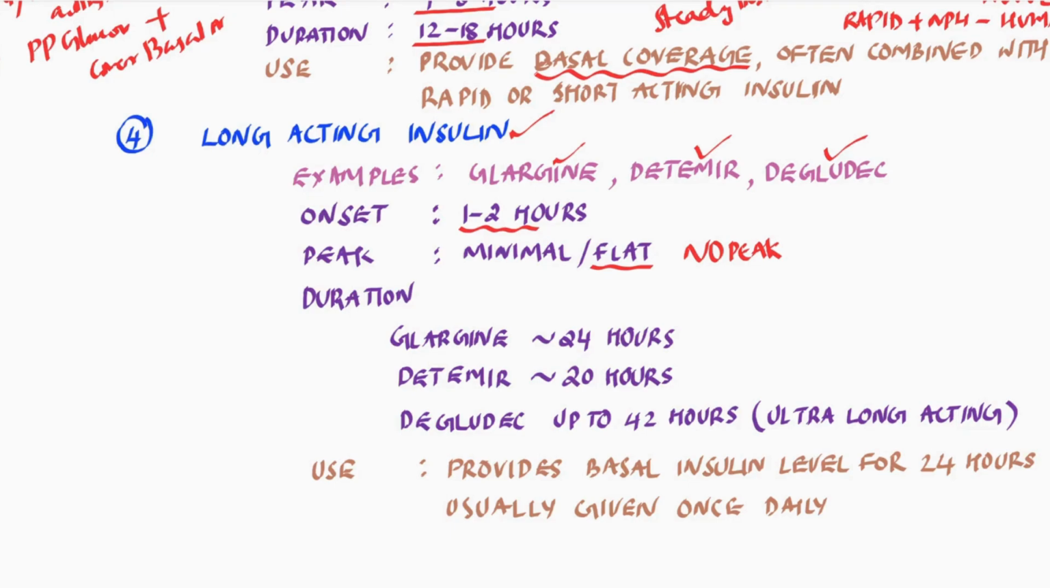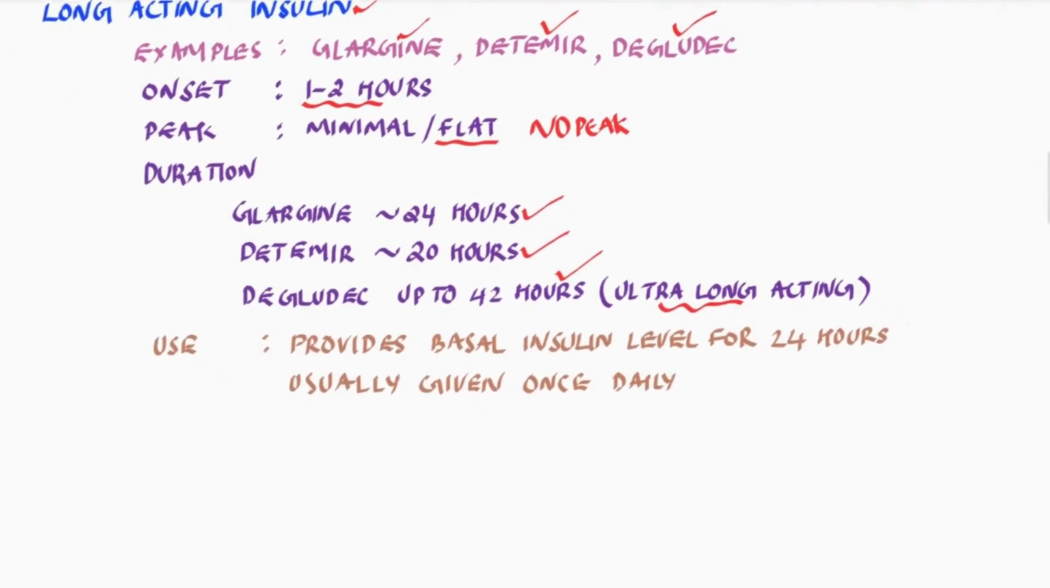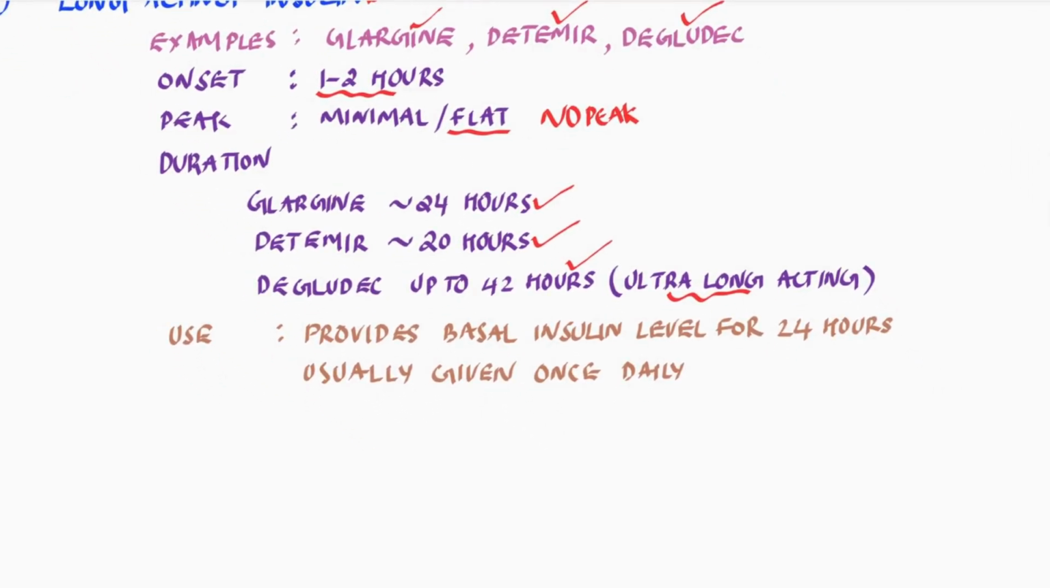For Glargine, its effect lasts up to 24 hours, Detemir about 20 hours, and Degludec up to 42 hours. That's ultra long acting. So these are given once daily and they provide steady basal insulin level throughout the day and night. No peaks, no dips. And that is all about the rapid acting, short acting, intermediate acting, and long acting insulin, as well as the premixed combinations of insulin that make life easier for patients who need both basal and bolus control in one shot.